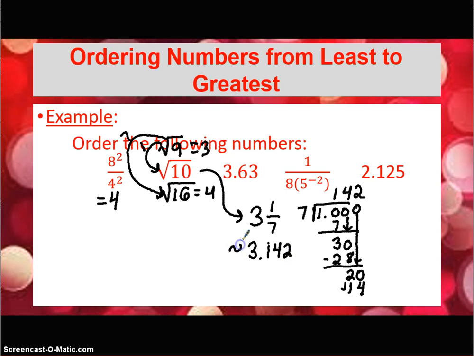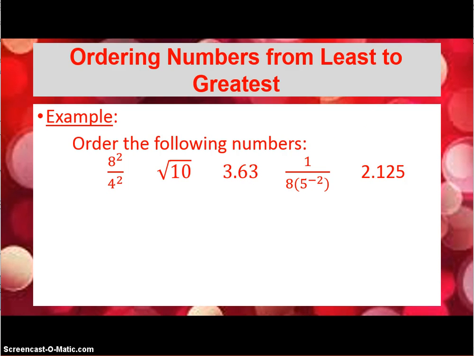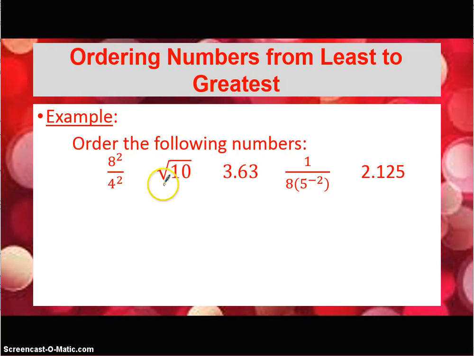3.142. And when you're comparing more than two numbers, it is nice to go out more than one digit because another one may have the same first tenths column. So now we know that this is about 3.142, and that this is equal to 4. Alright, we have one last expression to simplify.